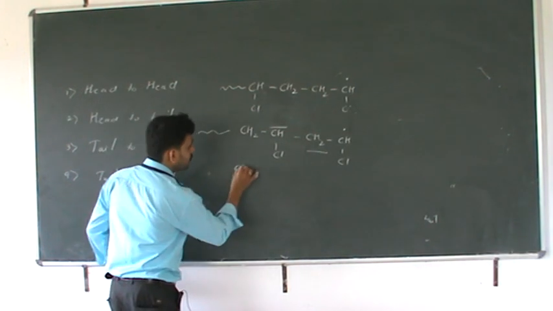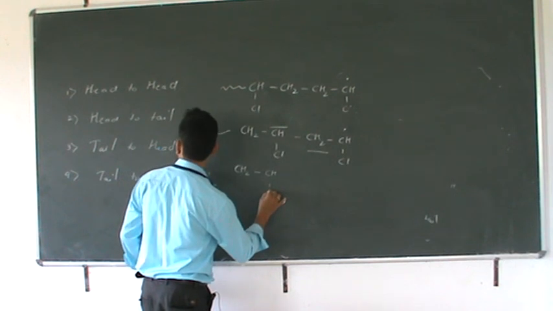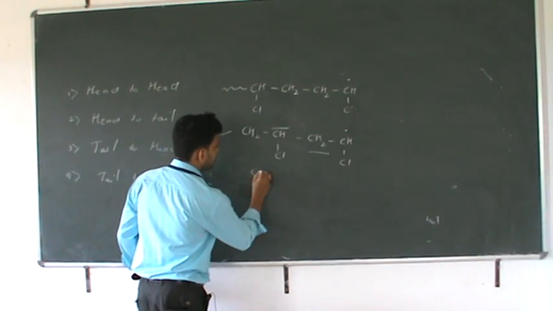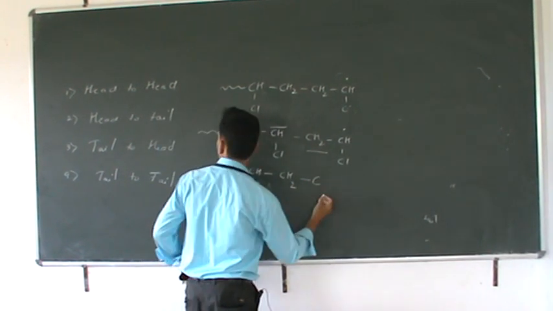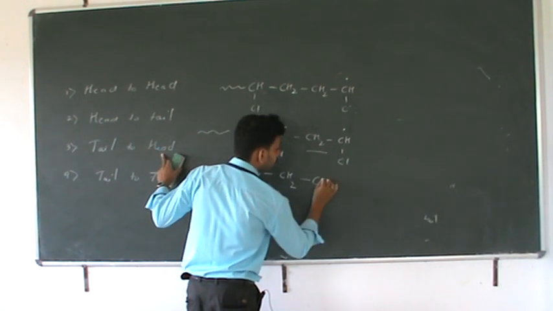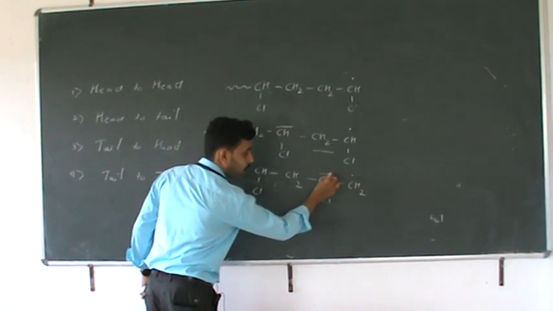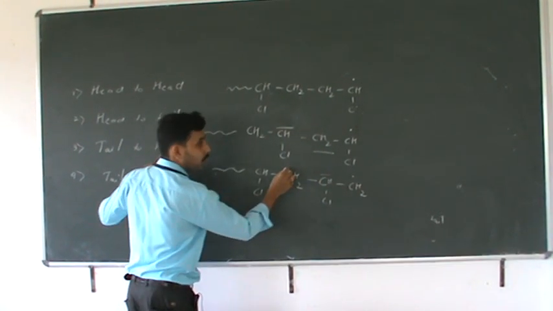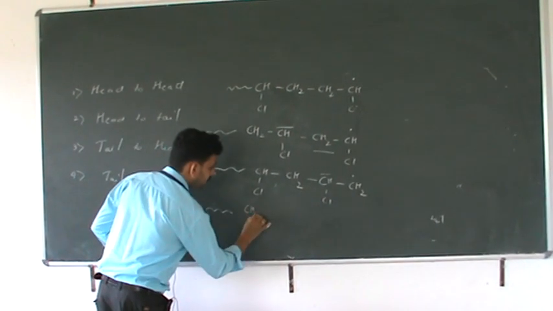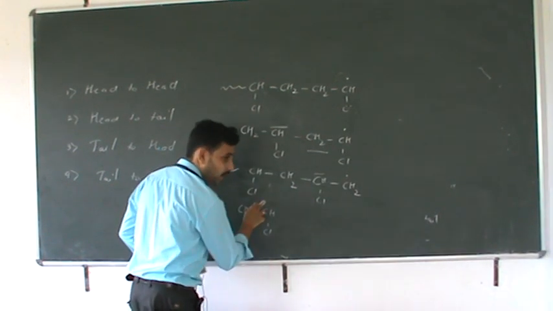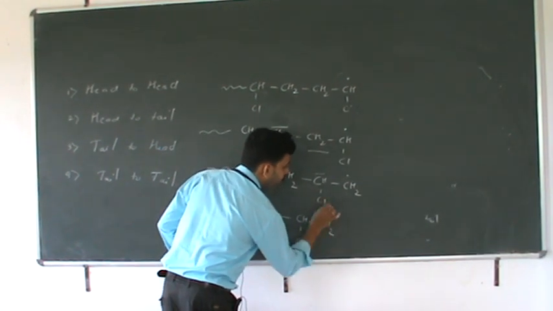Tail to head means CH2 CH Cl, CH2 CHCl, CH2 radical. The tail of the fresh monomer is added to the head of the growing polymer chain. And another concept is tail to tail, like CH2 CHCl, the tail of the growing polymer chain added to the tail of the fresh monomer.